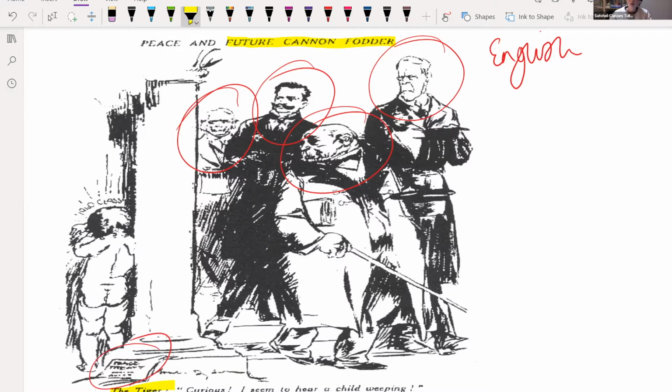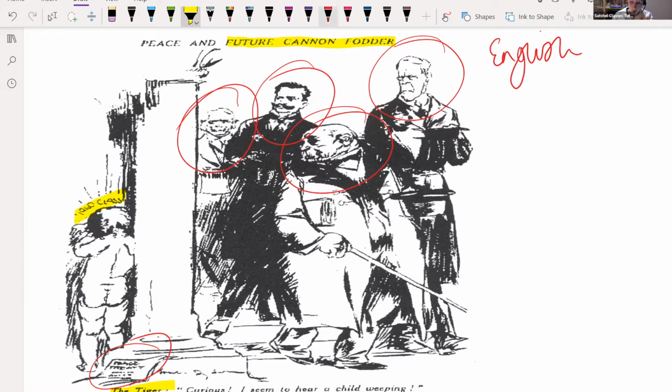Now, you need to know who the tiger is. The tiger is Clemenceau, the leader of France. That's his nickname. The caption reads, "Curious, I seem to hear a child weeping." The child is labelled 1940 class. Now, this cartoon has a lot of foresight. It's kind of like The Simpsons, which seem to be able to predict everything. This cartoon seems to predict what's going to happen in the future.